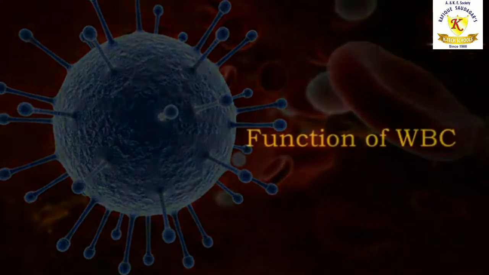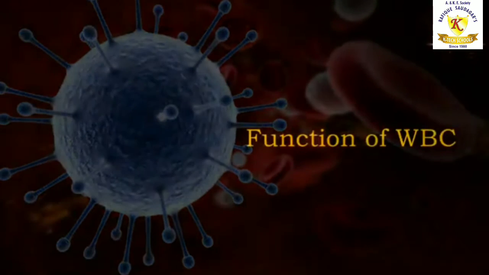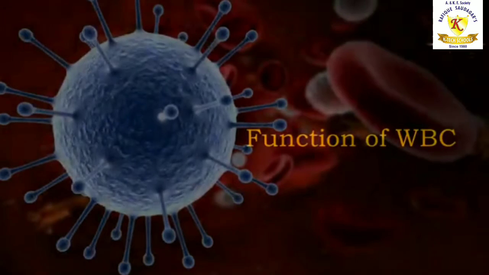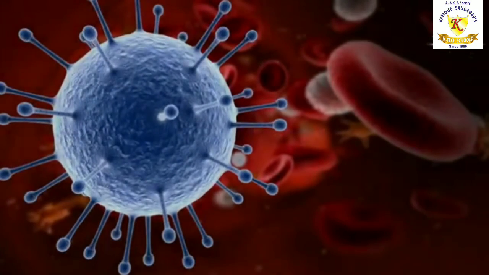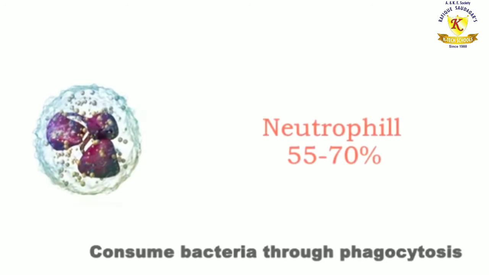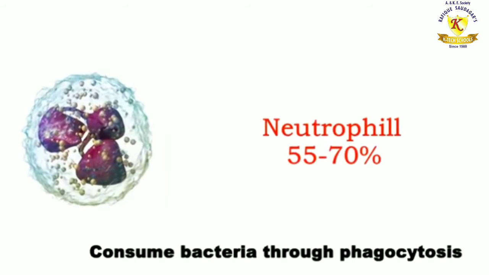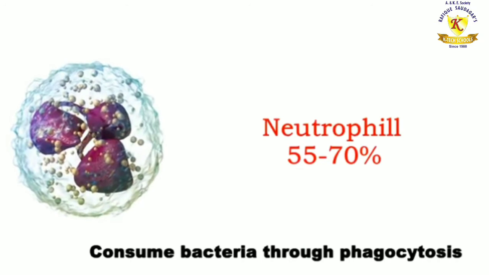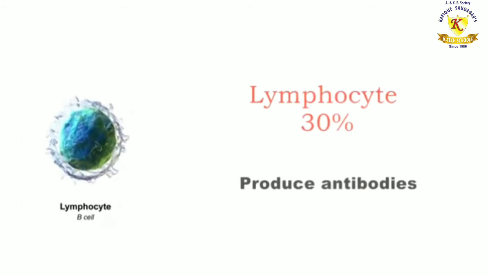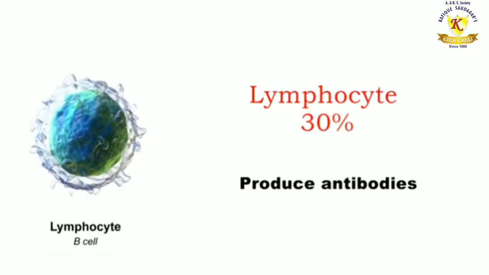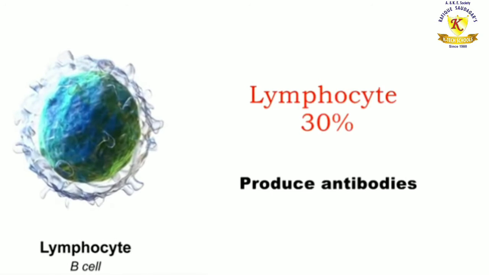WBCs or leukocytes are the components of blood that defend the body against diseases. Neutrophils consume bacteria through phagocytosis. Lymphocytes produce the antibodies.